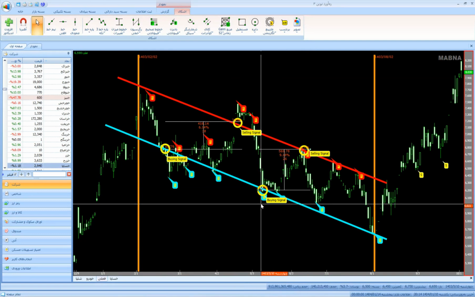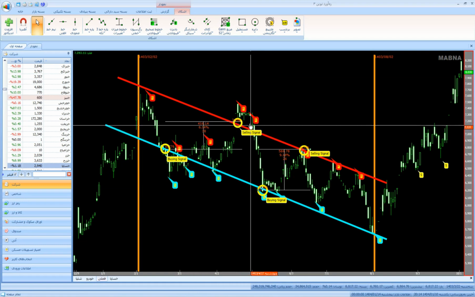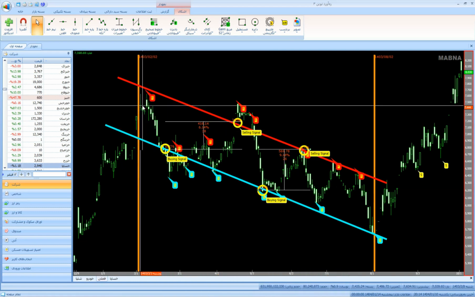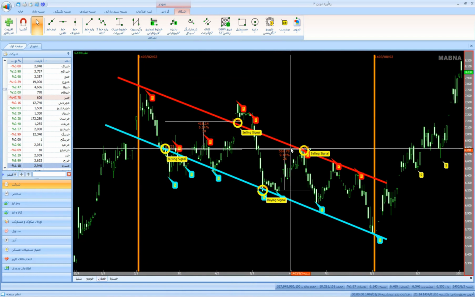Let me tell you two important points right here, dear friends. The first important point is that in a descending channel, the risk of profit taking is always higher. This means you can't really achieve significant profits in a descending channel because the trend is downward. Therefore, if you want to profit from the price chart of a stock in a descending channel, you must accept the risk that you will gain less profit and you might incur losses. So your risk tolerance should be higher.